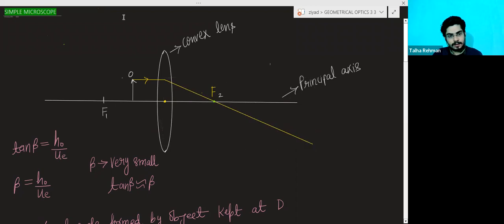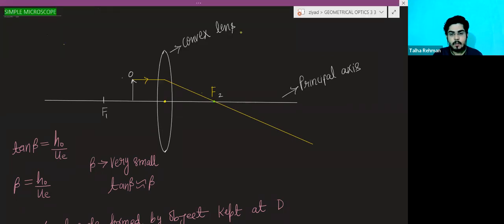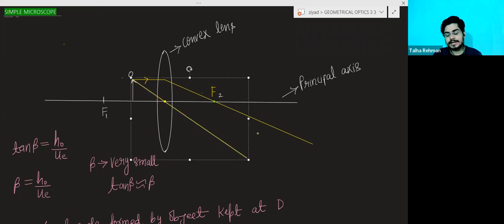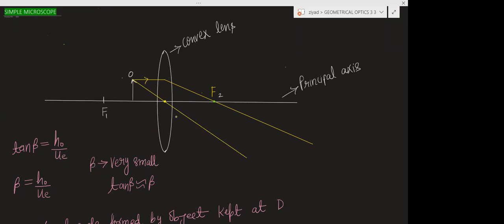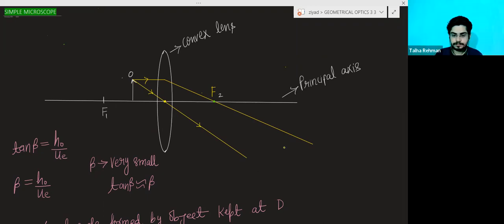Second ray is like this. Second ray will pass from the optical center, and whenever a ray passes from the optical center of a lens, it will pass straight. Now these rays are diverging in nature.